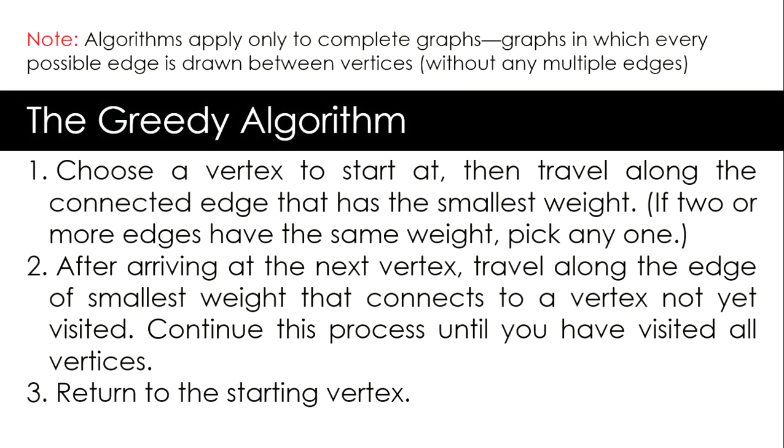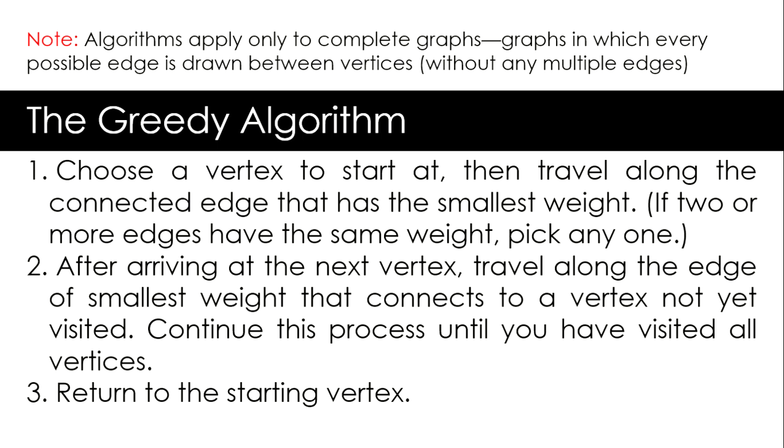Now, for us to filter the routes, we're going to have an algorithm. We're going to have 2 algorithms, the greedy algorithm and the edge picking algorithm, so that we have one route to follow. Note that these algorithms apply only to complete graphs. Let's start first with the greedy algorithm.